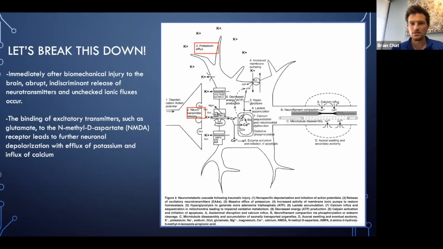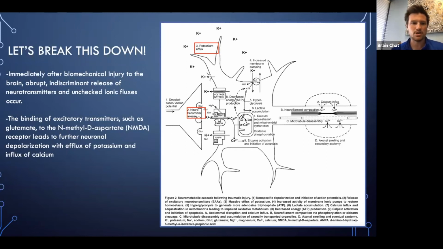Okay, let's say it's a door to a bar, and you can only get into the bar if you're a certain age. So outside of that NMDA receptor, there's a bouncer. And with NMDA receptors, that bouncer is actually magnesium. So you have what's called a magnesium plug that sits in front of the NMDA receptor, and it allows things to go in and out of the cell.